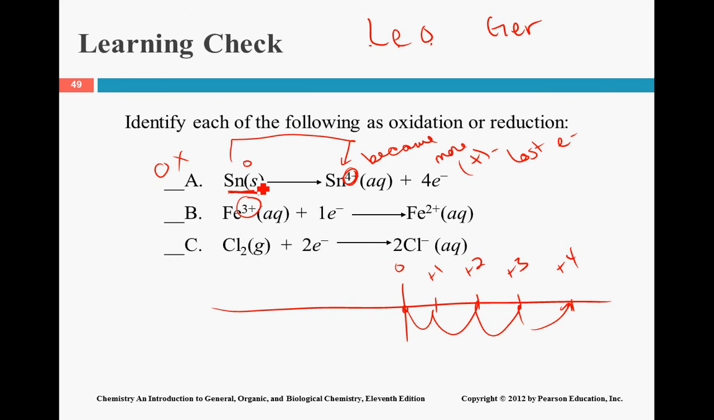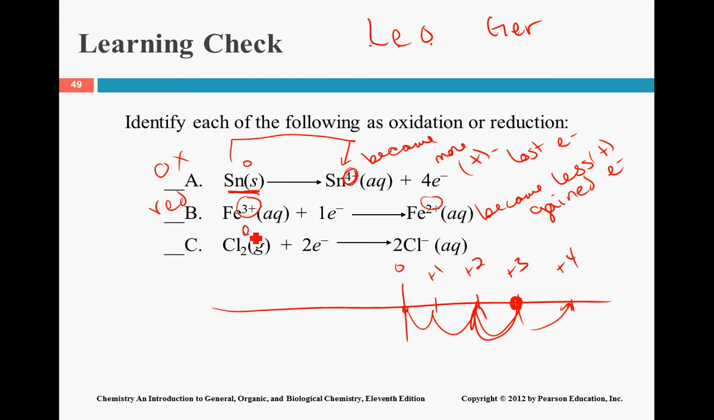Iron went from a +3 to a +2. It started off here and went to here. It became less positive, which means it gained electrons in that process, because it gained negative. So, gain electrons, reduced.